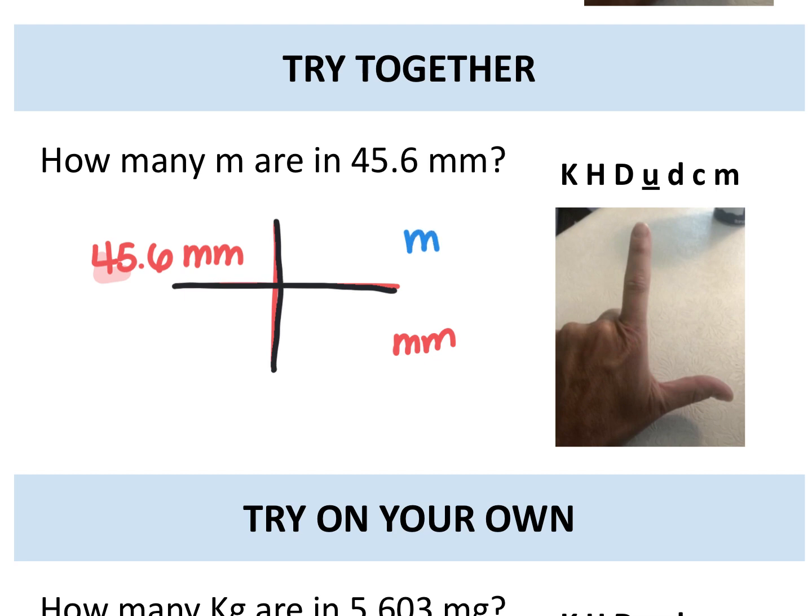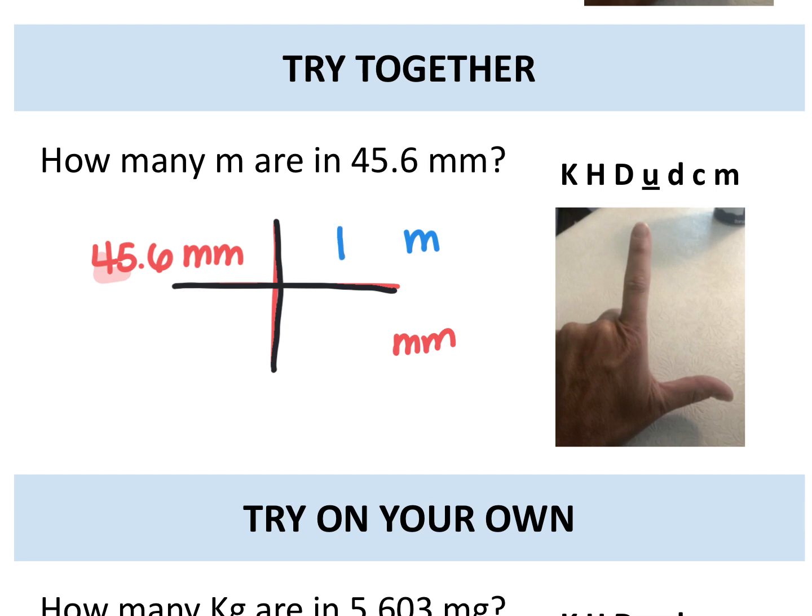Now looking at my king, Henry doesn't usually drink chocolate milk. I need to figure out which of my units is bigger or closest to the king. So looking at what is closest to the king, I have meters and I have millimeters. Because meters is closest to the king, I am going to denote this with a 1.